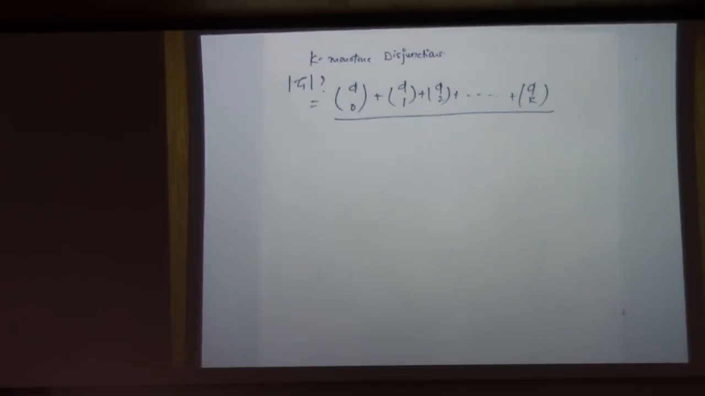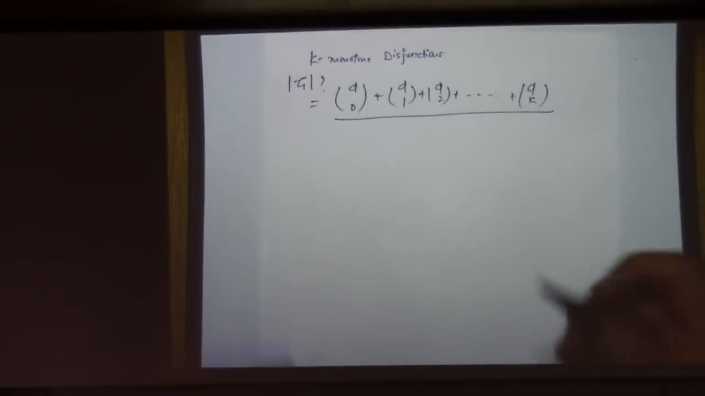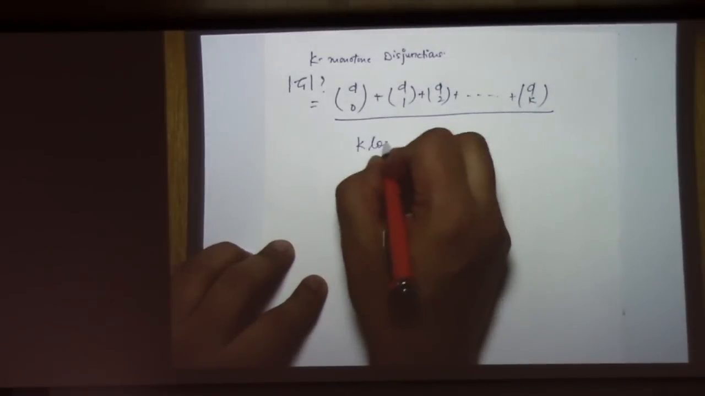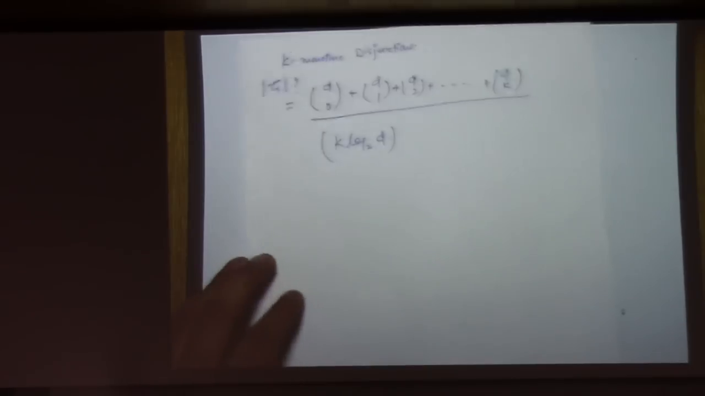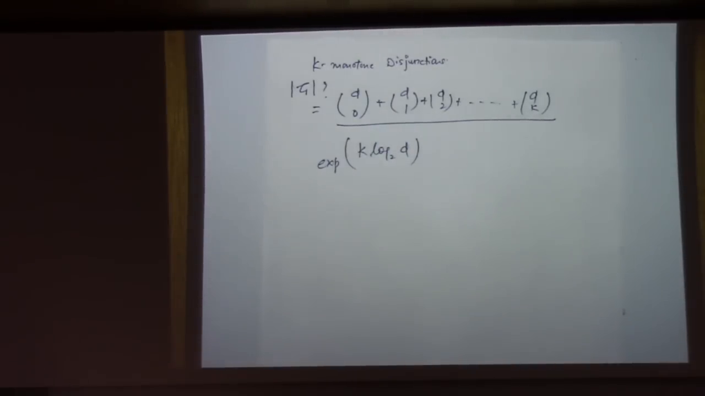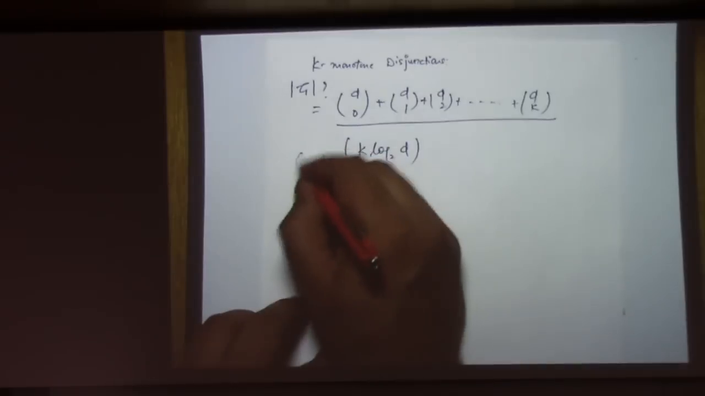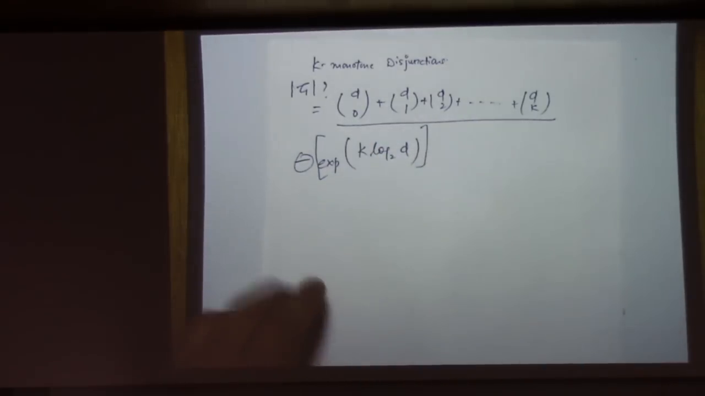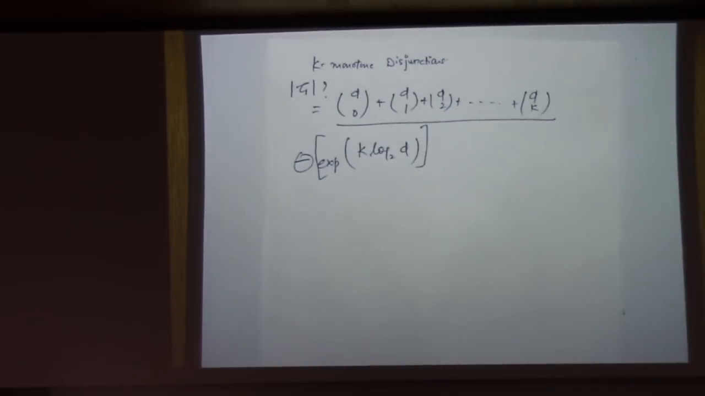This works out to k log 2 of d. Oh, sorry, exponents of this. So this works out to this. You can do the addition, or at least an approximation. Yeah, it's an approximation, so it's nearly equal to this. So this is the size of your concept class, and what we can prove.